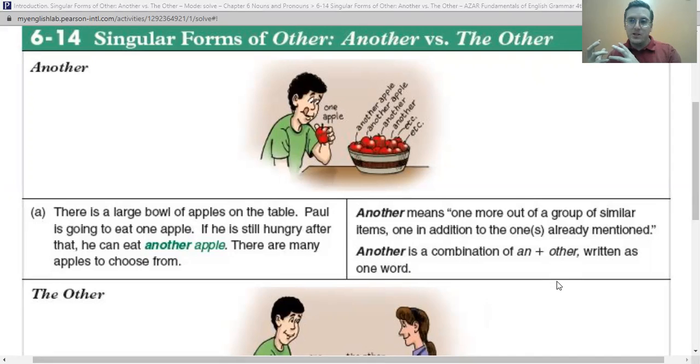Another is a combination of an and other. It's written as one word, but it really means one other. So Paul has one apple. He wants one other apple. One more apple. He wants another apple.